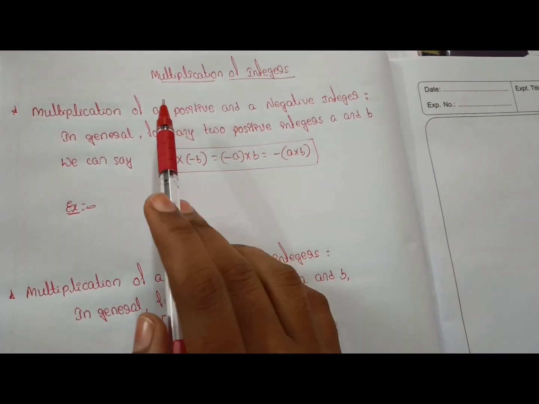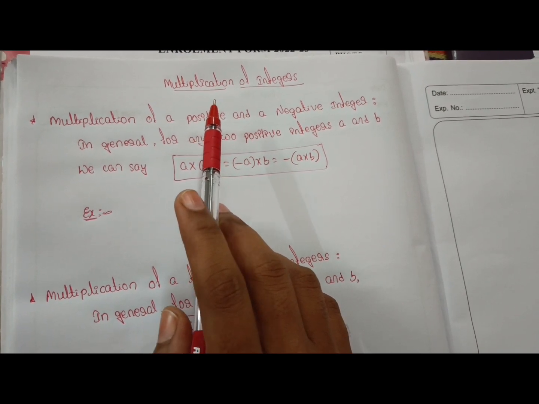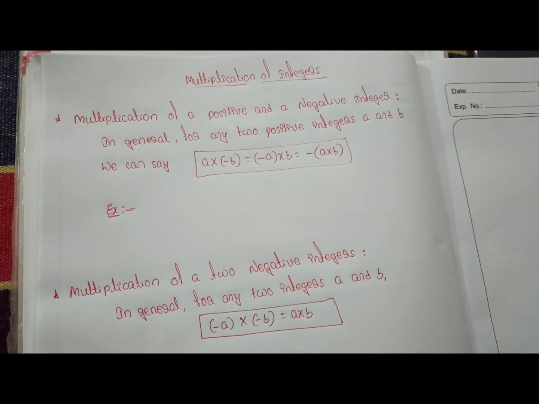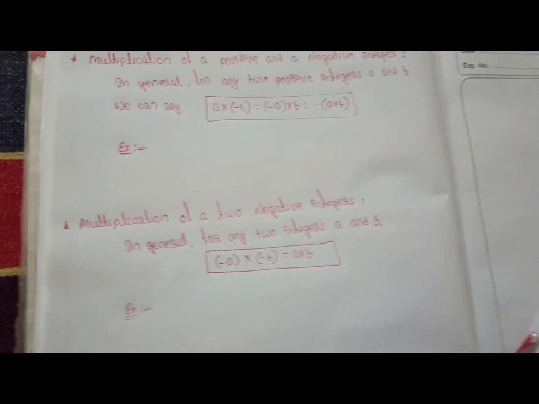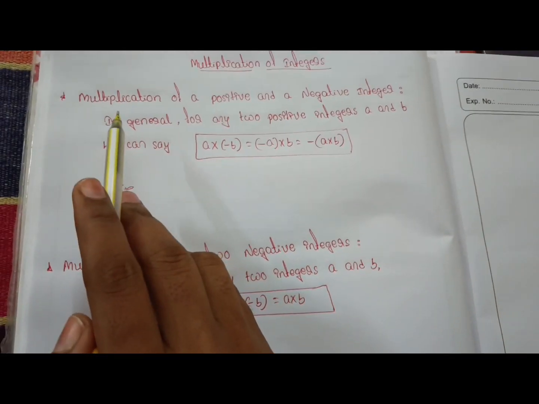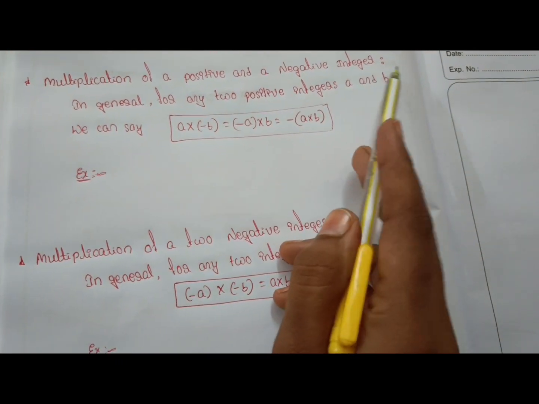Okay guys, in today's session, we will continue Chapter 1, Integers, Exercise 1.2. Before solving Exercise 1.2, we should know some properties. See, these are the properties. Let's study the properties. First property, multiplication of a positive and negative integer.